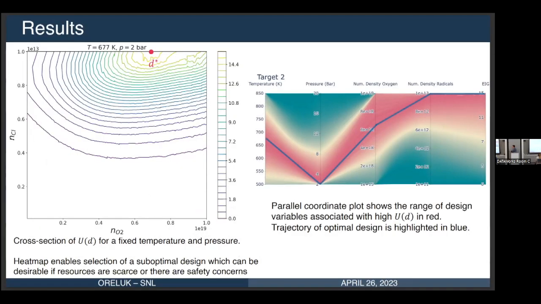We could fix 2 of the coordinates and then do a contour plot to visualize the design space. These contours are associated with high information gain or high expected utility, and you can see the optimal is here in the corner. This is really good to give to an experimenter or tester because it allows them to select something that's maybe suboptimal if there are safety concerns at this optimal design. So maybe they'll want to follow the contours, or perhaps resources are limited, so they want to reduce the amount of chlorine radicals used in the experiment. Get something that's valuable, but maybe not unsafe.